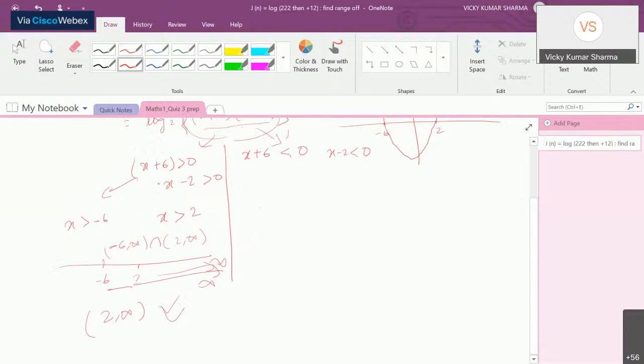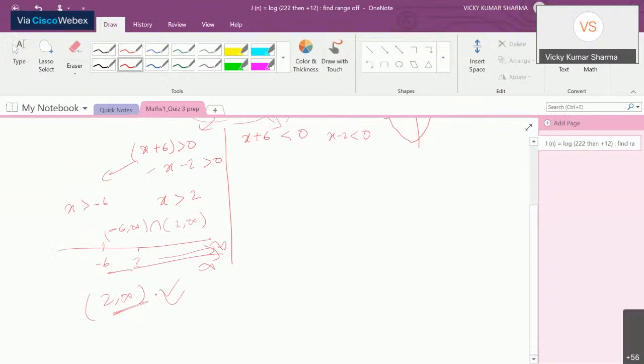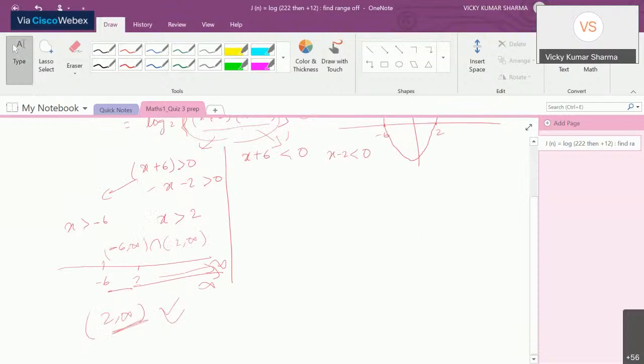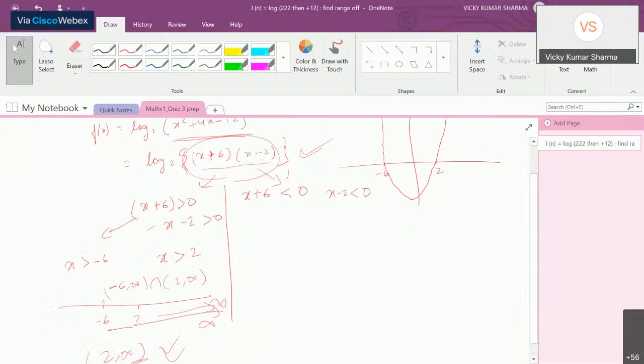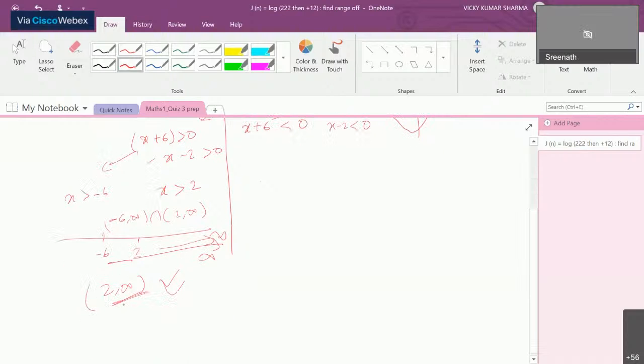Now from the positive cases, x will be positive only in these values. Now we can check this out. Since 2 is not included, let's say I take x as 3. Will this 3 make it positive? Yes. For all values of x greater than 2, this is going to assume positive values. So for it to be positive, x has to be from 2 to infinity.